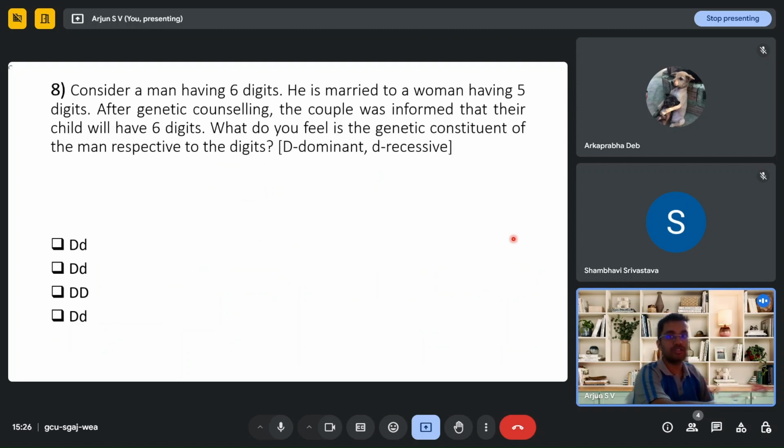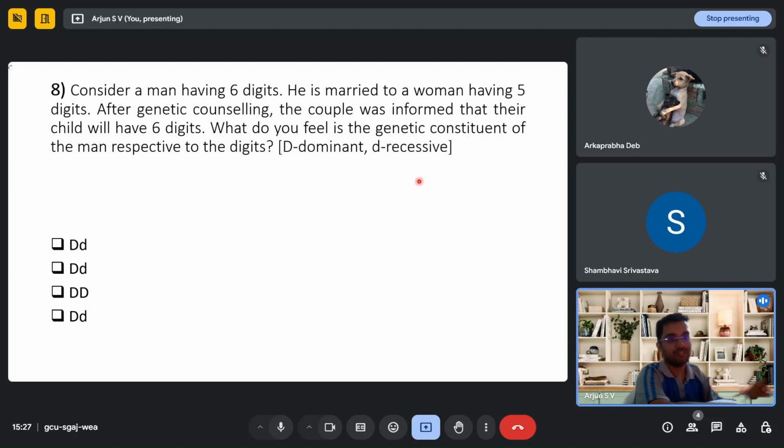So I move on to the next question. Consider a man having 6 digits. He is married to a woman having 5 digits. After genetic counseling, the couple was informed that their child will have 6 digits. What do you feel is the genetic constituent of the man respective to the digits? So here, 6 digits, we came to know that it's a dominant trait in humans. We saw it in the lectures as well. They're saying that the man will have 6 digits and the woman is having 5 digits.